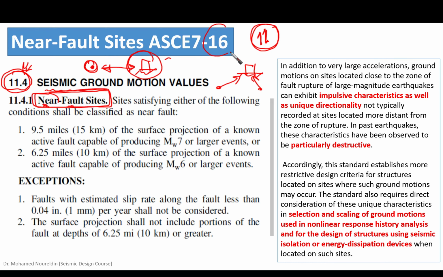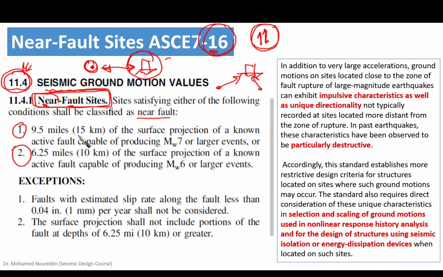It is in ASCE 7-16, but in 7-10, for example, it was not there. In 7-05, the previous editions, it was not there. So we are going to categorize them into two categories. The first one: the near fault sites satisfying either of the following conditions shall be classified as near fault. One of them.